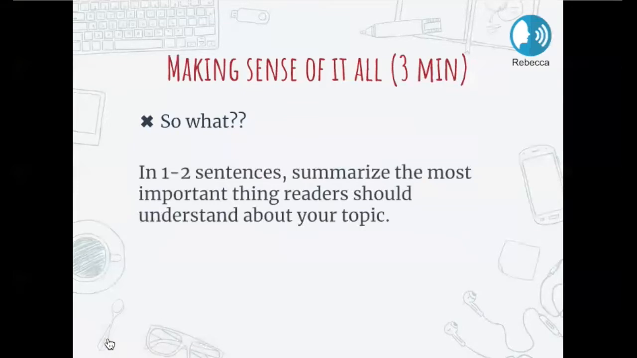So basically, you're answering the question, so what with this dialogue? In 1 to 2 sentences, and we'll give you about 3 minutes, summarize what you think the most important thing is that your readers should understand about your topic. Take a good look again at your dialogue and those 2 good questions: What is that? Why is it important? And try to condense that dialogue into a few sentences.